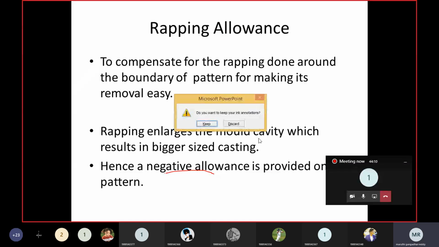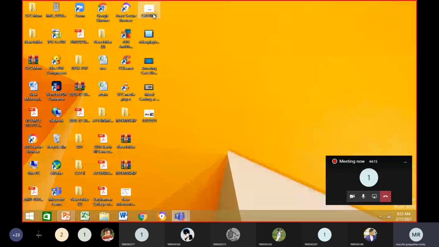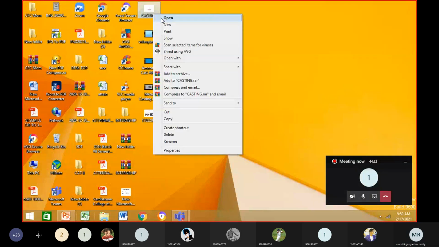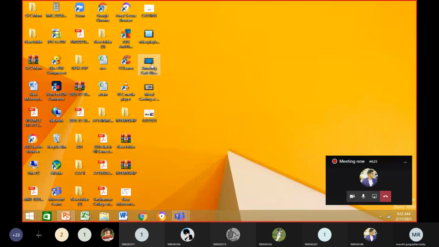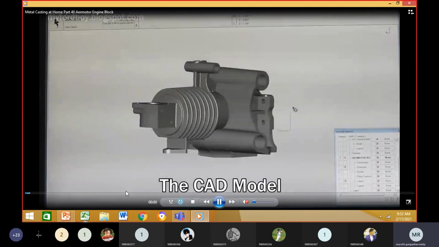Wrapping allowance. Rather than that, I will just start the video here. I will show a video of how the pattern will be removed. Are you able to see the screen? Yes, the desktop is visible for you. I will just play a video and show you. I think you might have noticed it yesterday, but once again I will show you.